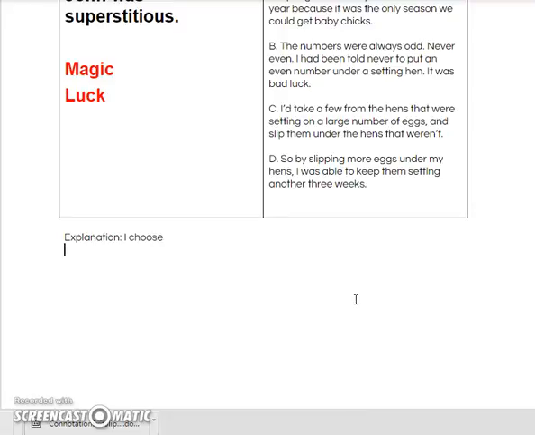I chose answer B because John talks about how odd numbers are bad luck, which seems superstitious.